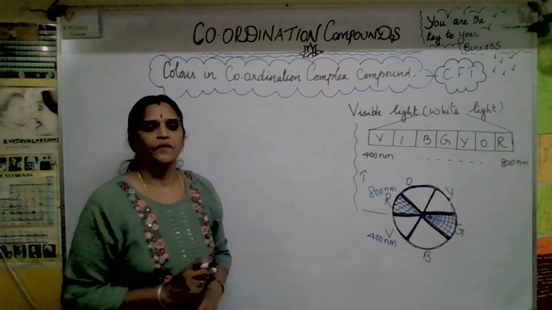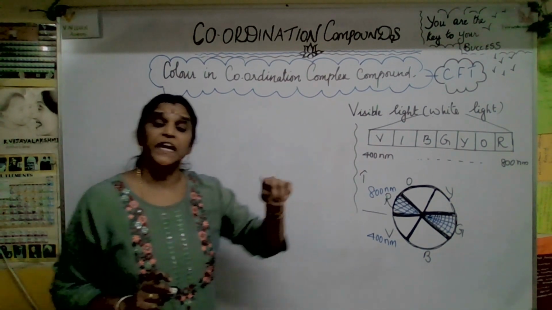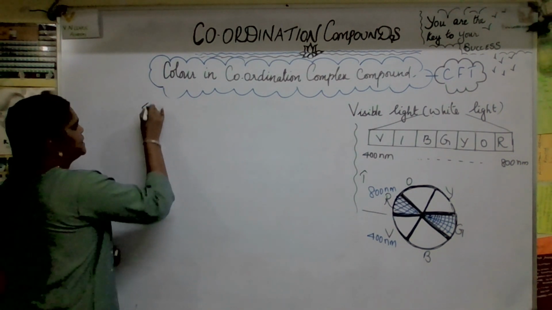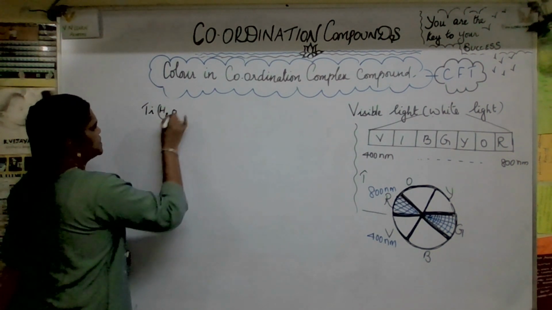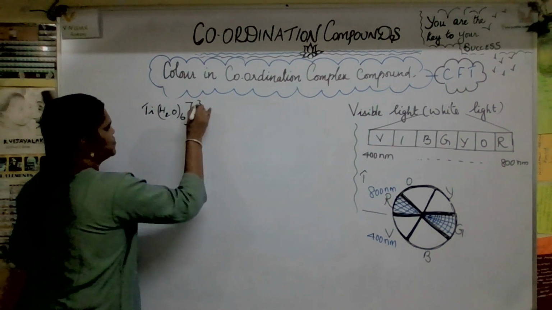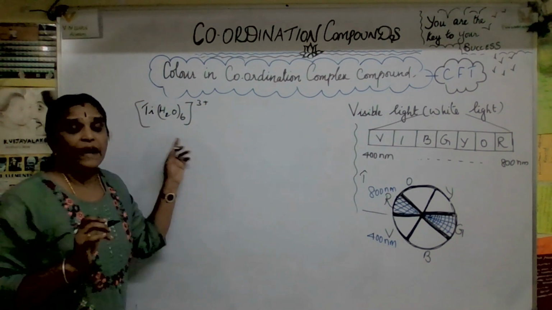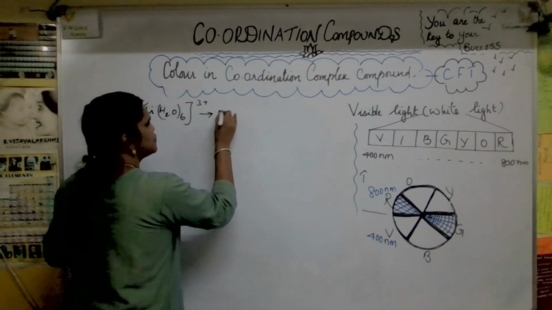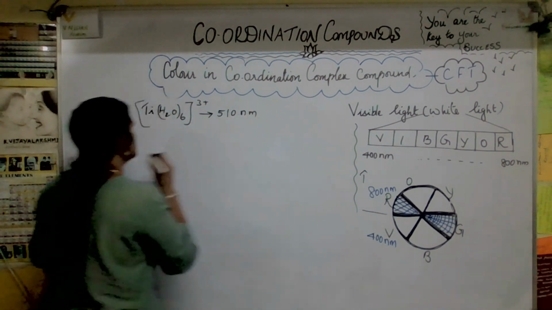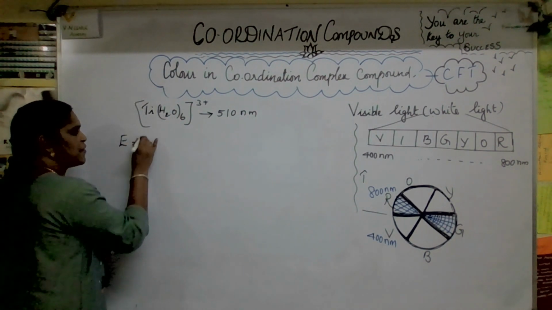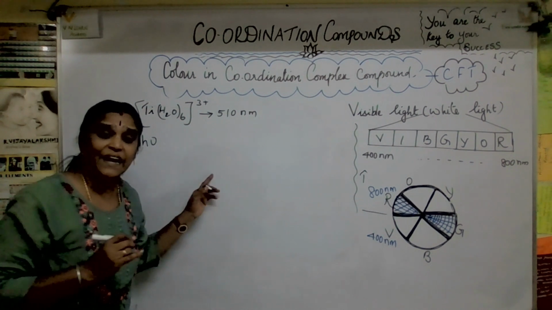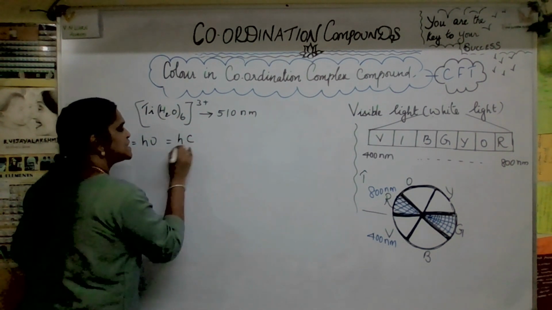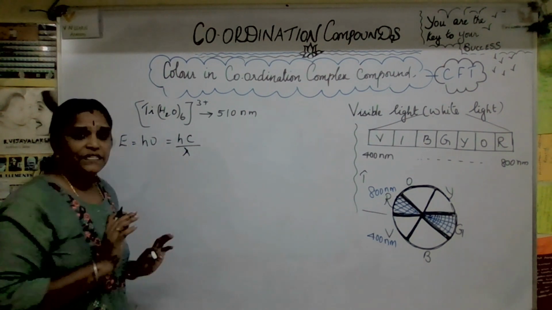Okay, now according to the wavelength we can find the energy also. I just bring the same example, [Ti(H2O)6]3+. You know the name very well, right? Hexaaqua titanium(III) ion. Now here the wavelength is 510 nanometer. So how do we find the energy? E equals h nu. You know very well, grade 11 you have learned. h is Planck's constant. So E equals h c by lambda, since nu equals c by lambda.